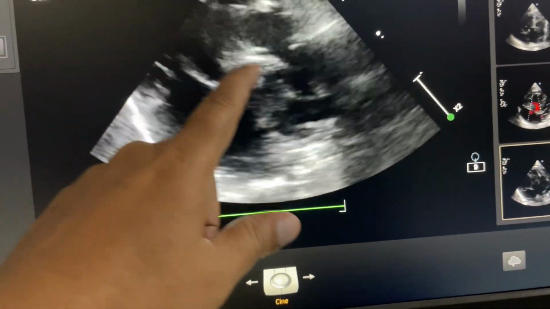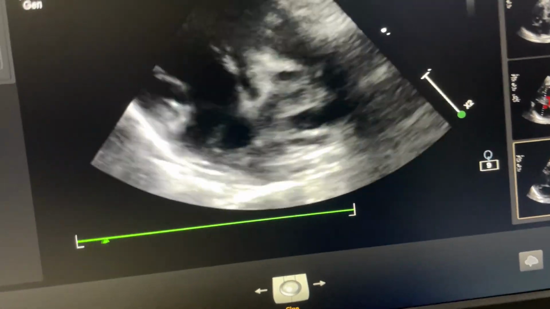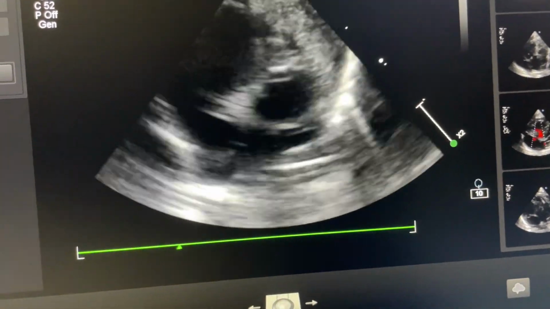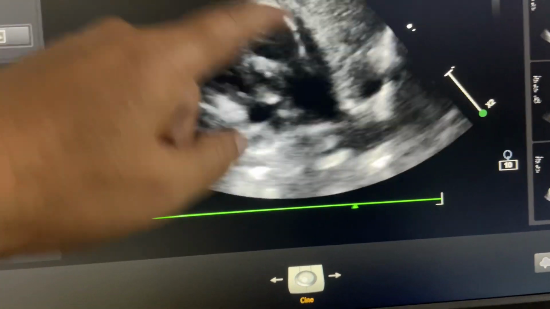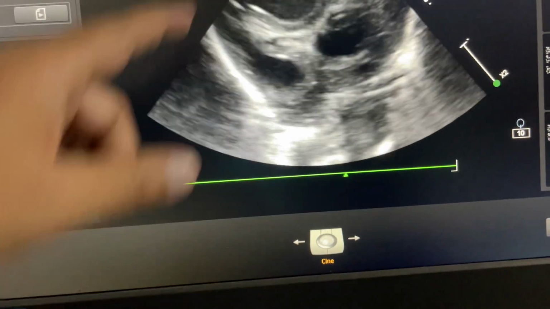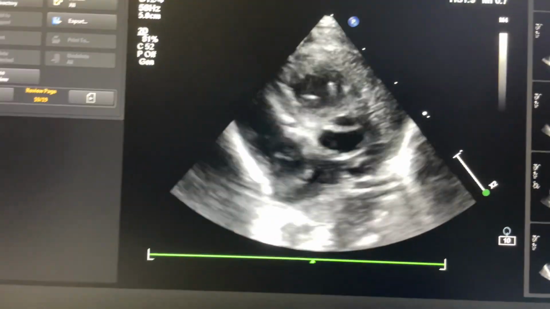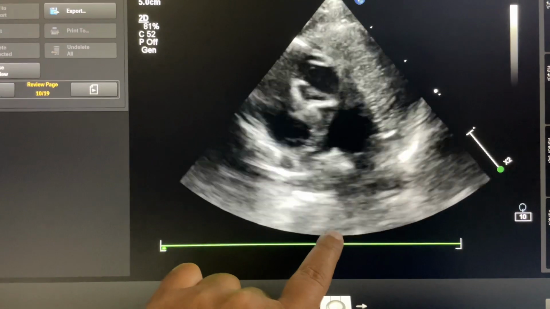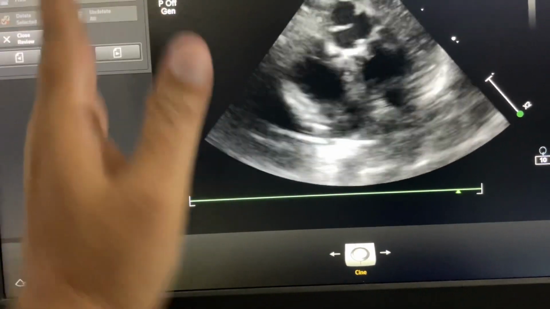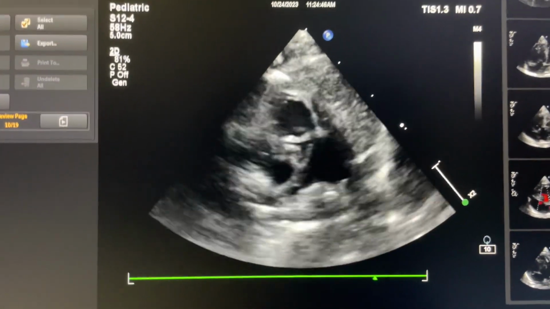You can see this is aorta and this is main pulmonary artery. Aorta is anterior to main pulmonary artery. This is aorta and this is pulmonary artery. Aorta is anterior and right. This is the anterior portion. This is the most posterior portion. So this is anterior, right, aorta is anterior. This is the right one. This is the left one. So the aorta is right and anterior.